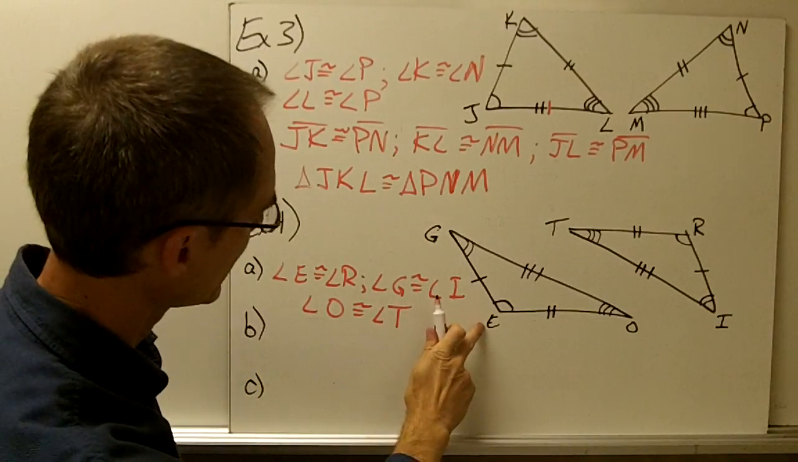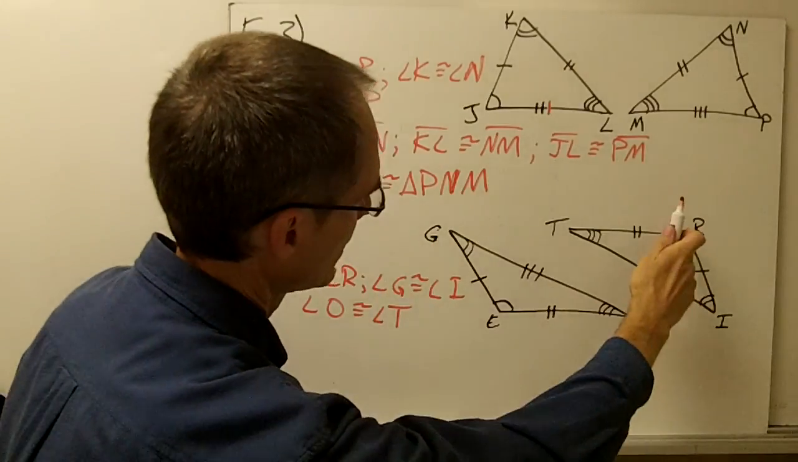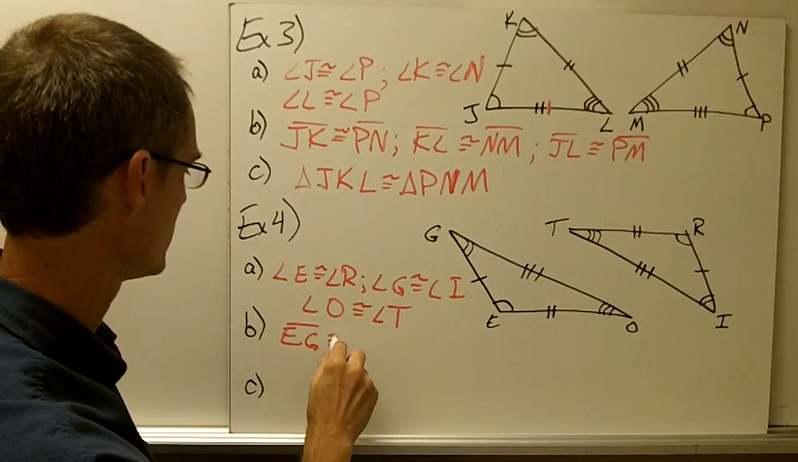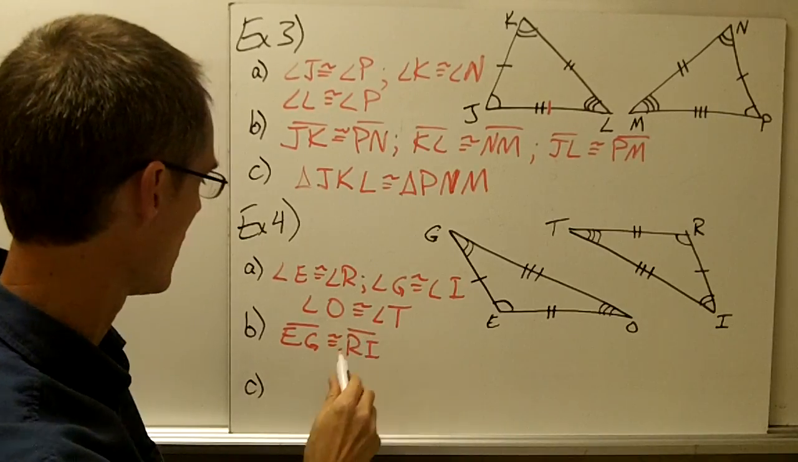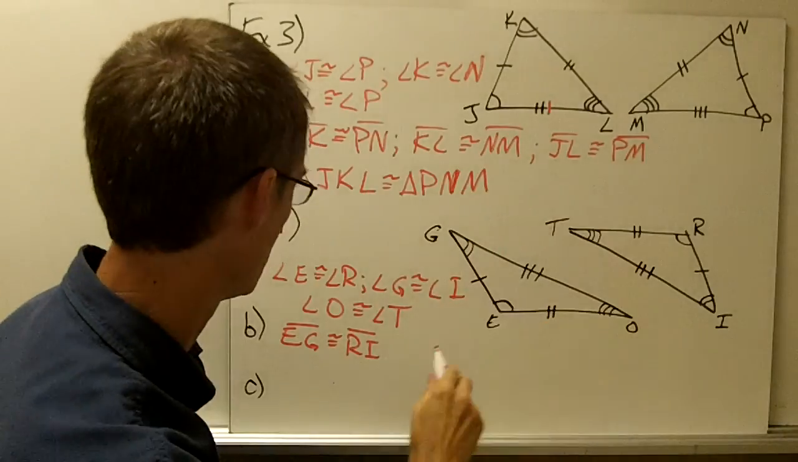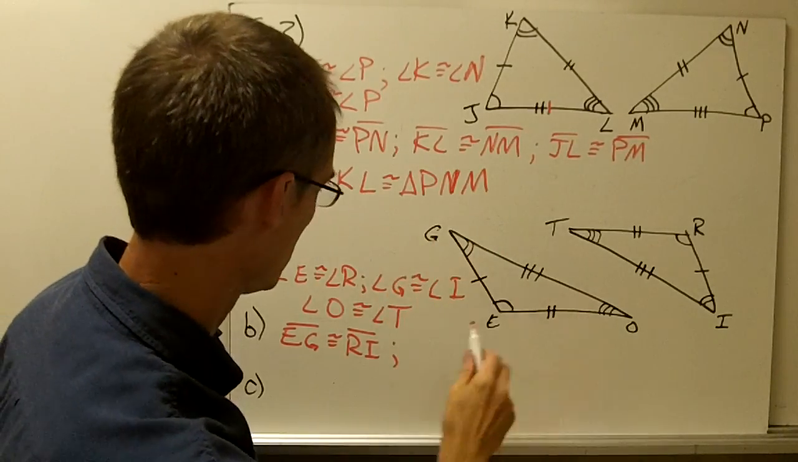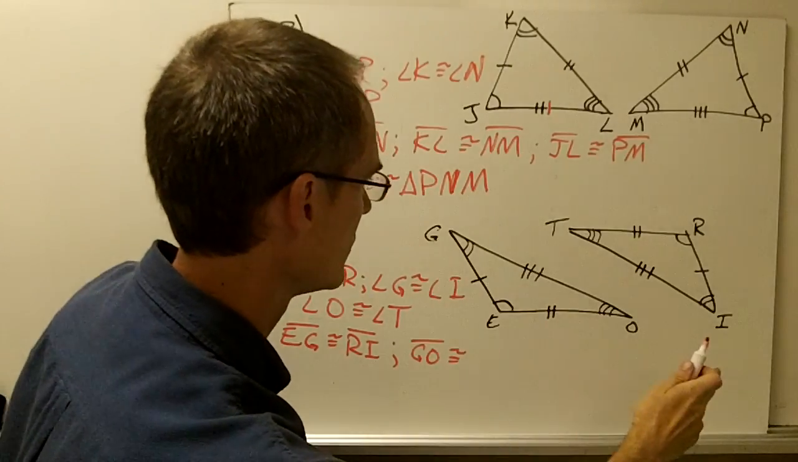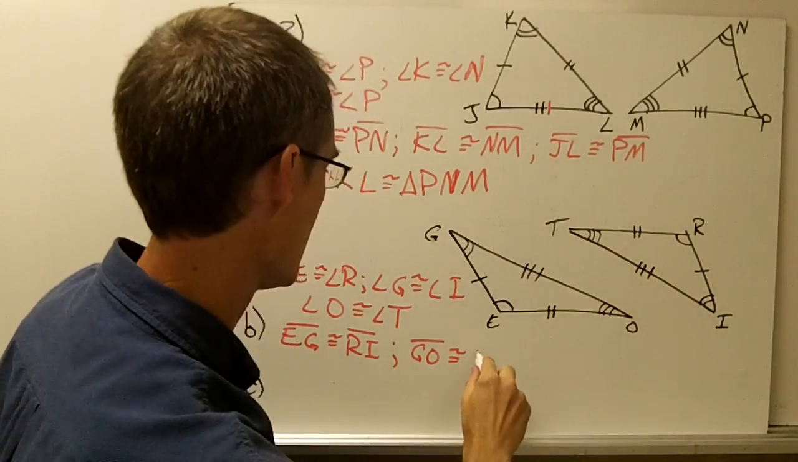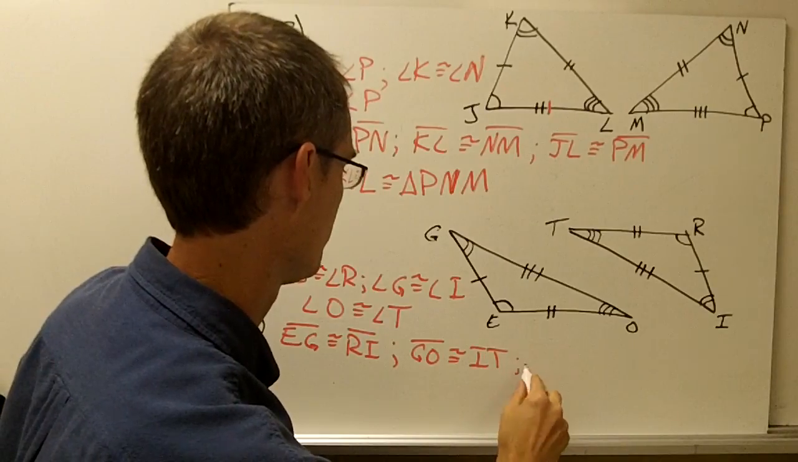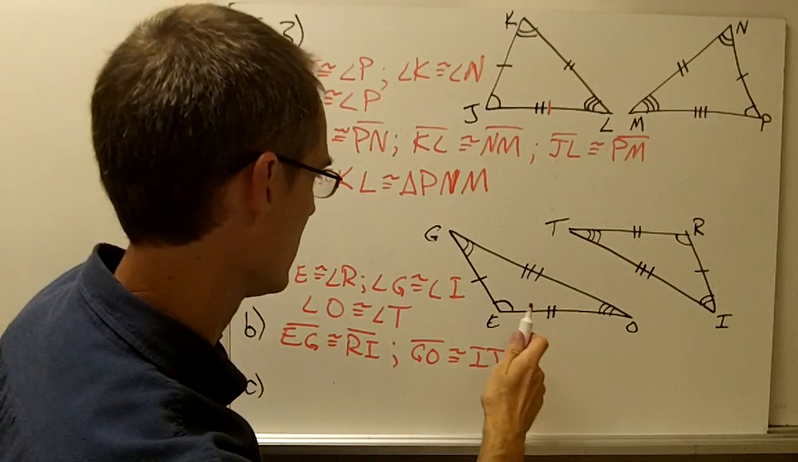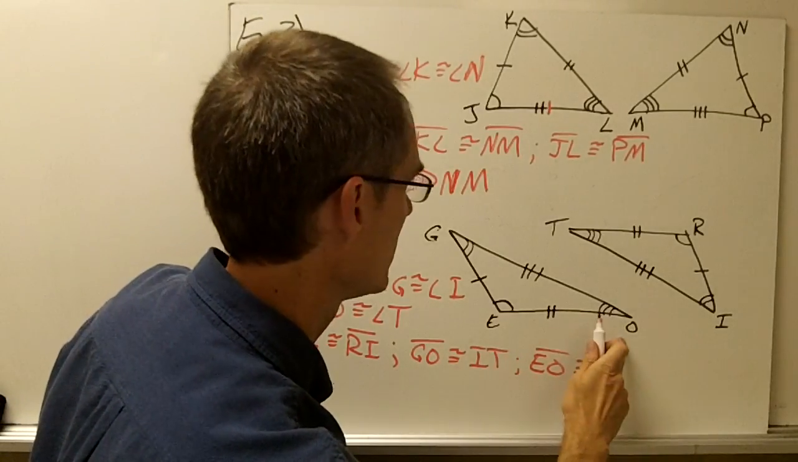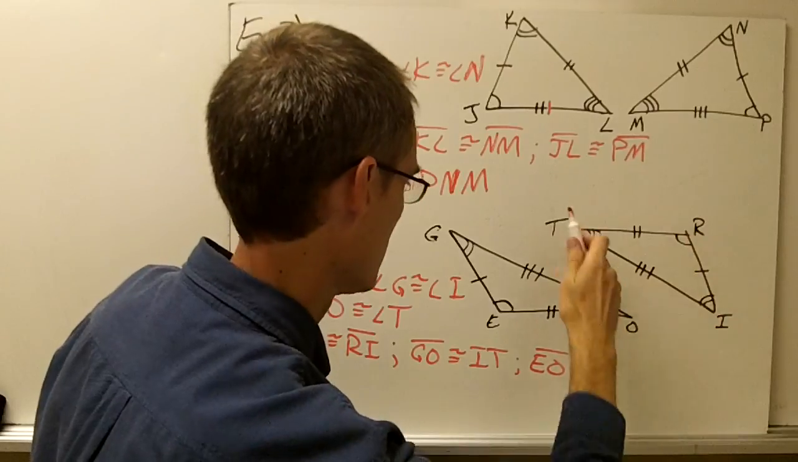Okay, let's see. For the sides, EG is congruent to RI. GO is congruent to IT. And EO is congruent to RT.